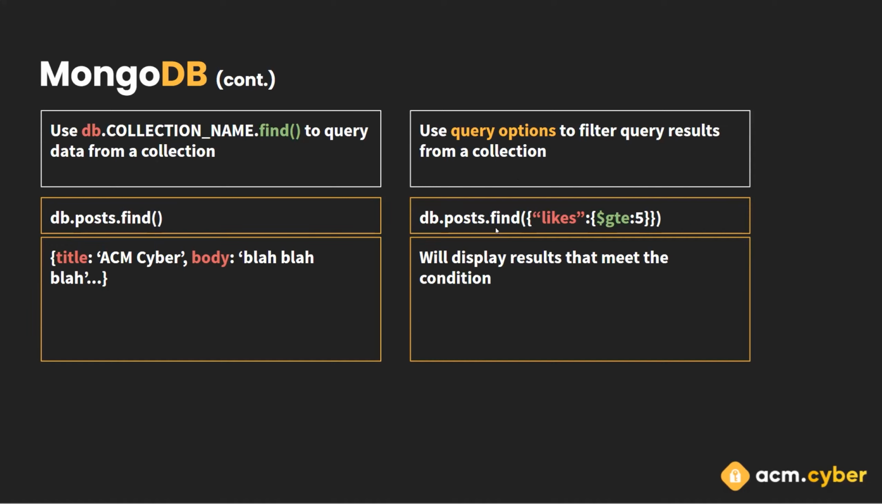Furthermore, we can use query options to filter query results from a particular collection. So we can use db.post.find, and we can specify this thing here, which is essentially a query operator. It's looking at the field likes, and then within that we run this particular query operator, which means greater than or equal to 5. And so this will display the results in the collection posts where likes is greater than or equal to 5.